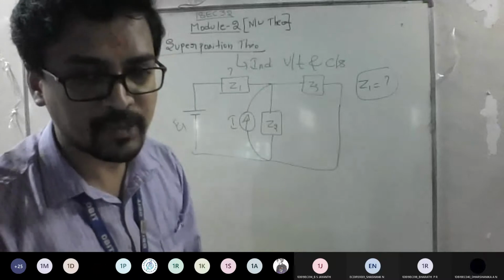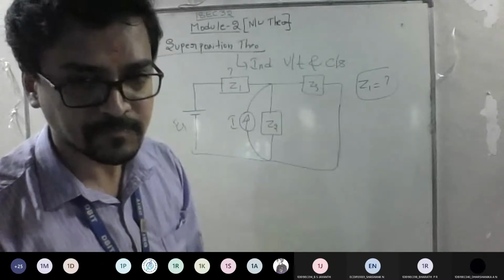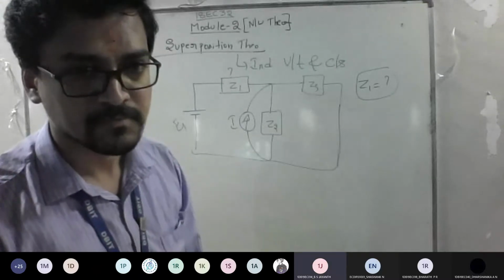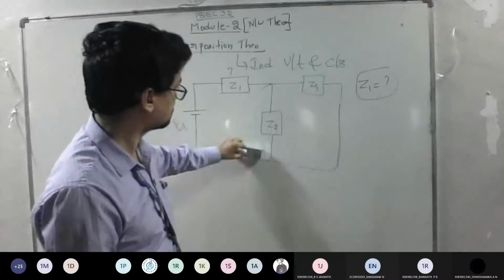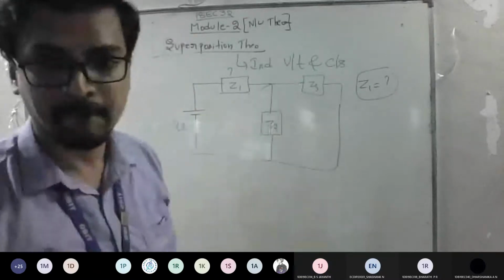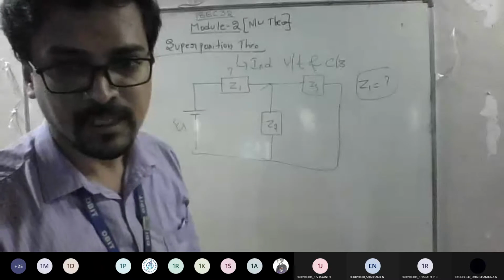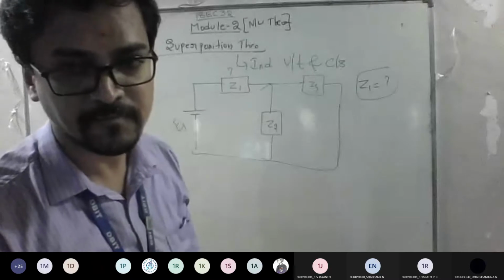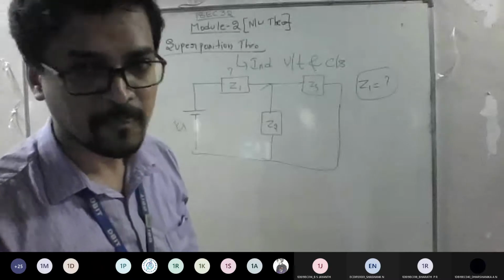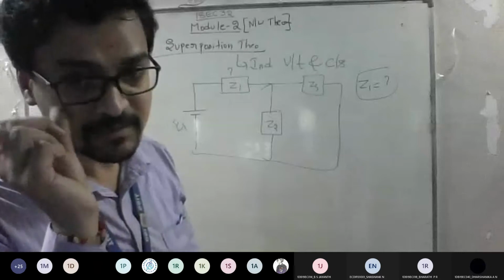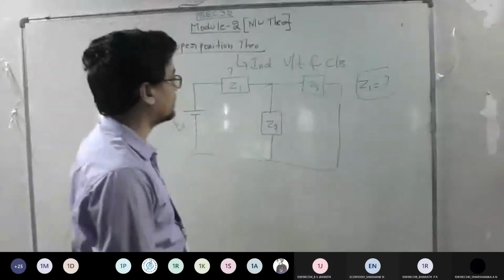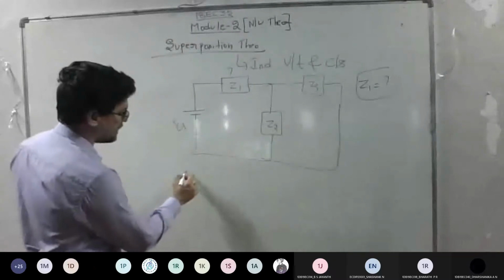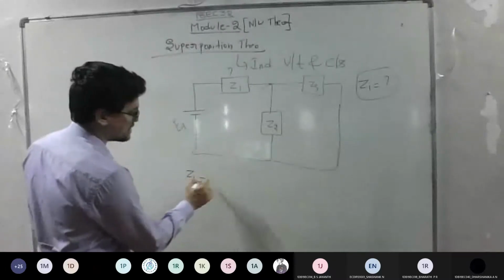Then what will happen to your current source in the same case? Open circuit, sir. Open circuit means this is gone. Agree? Is it clear here? See, what is the thing ultimately I need to find? I need to find the current across Z1.